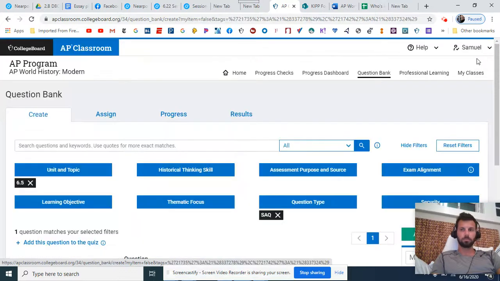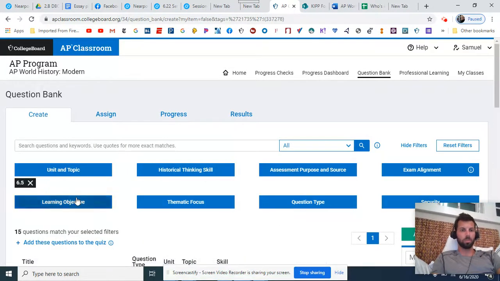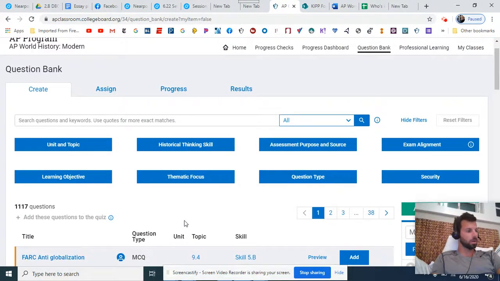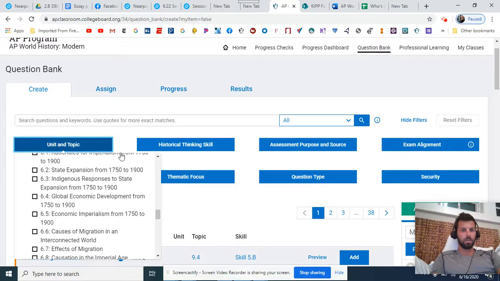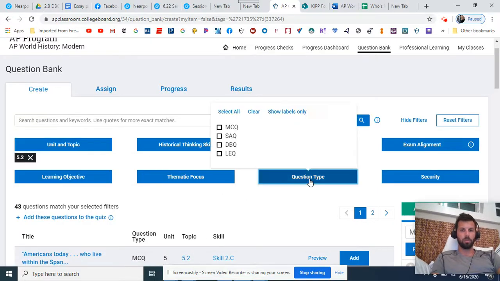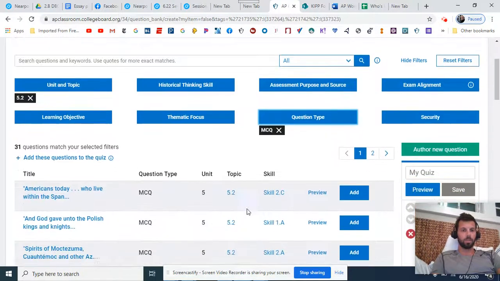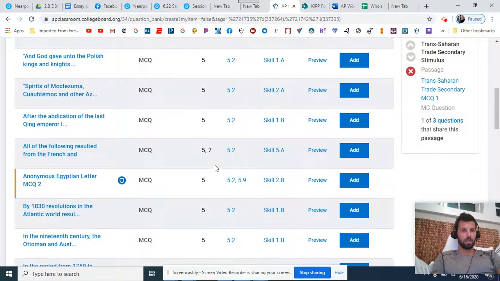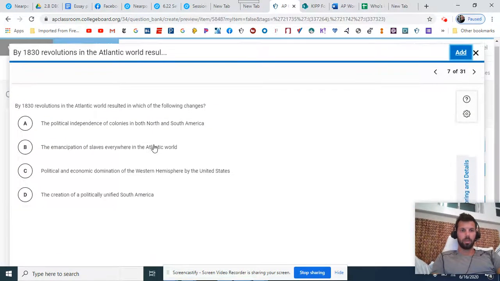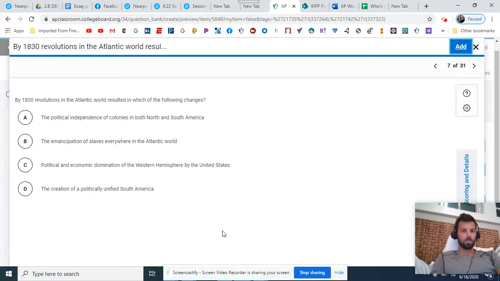Pretty amazing. Okay, I do want to warn you all that sometimes AP Classroom does not work out quite as well as we wanted it to. So let's imagine that I'm in Unit 5, Revolutions, and I want a multiple choice question about revolutions. Okay, so I'm going to go for a multiple choice question about revolutions and see what it gets me. And I'm going to click on this one, by 1830, Revolutions in the Atlantic World. And this is what this question is. By 1830, revolutions in the Atlantic world resulted in which of the following changes?